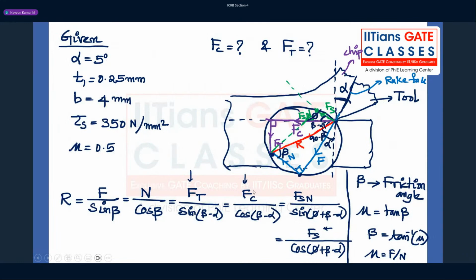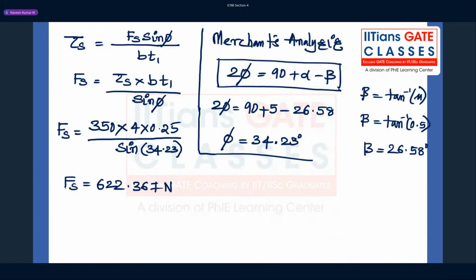I can find Ft and Fc easily because you have phi, you have beta, you have alpha. Relate any of these two. You can equate these two, or you can equate these two. If you equate these two, you get Ft. If you equate these two, you'll get Fc. That's it. Simple. So let me equate Fc and Fs.